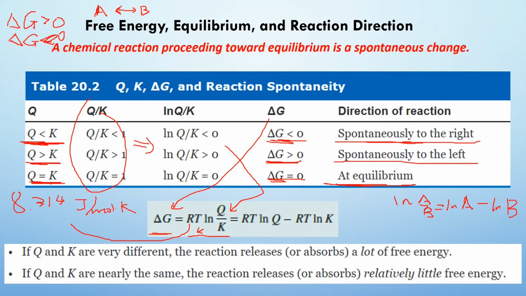Right, so here you have an RT in the front. So this equation is equal to RT times natural log Q minus RT times natural log K. When you have a Q and a K that are very different, that means the values of these two terms are also very different. So the delta G will be very positive or very negative. That means the reaction will release or absorb a lot of energy, due to this big difference of Q and K.